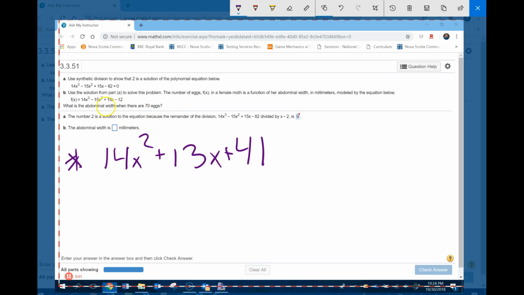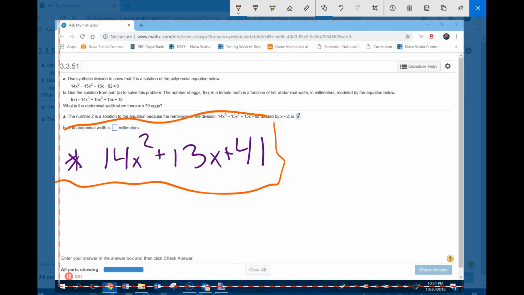Now part 2 asks, what's the abdominal width when there are 70 eggs? So we're not going to take our original equation and set it equal to 0. We're going to take our original equation and set it equal to 70. Okay, and we're going to do some order of operations. So let me change my color up. Just keep this purple in the back of our minds for now.